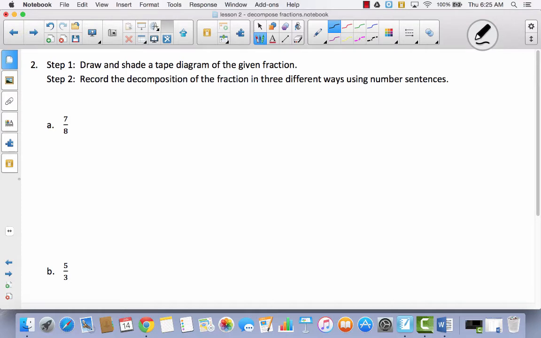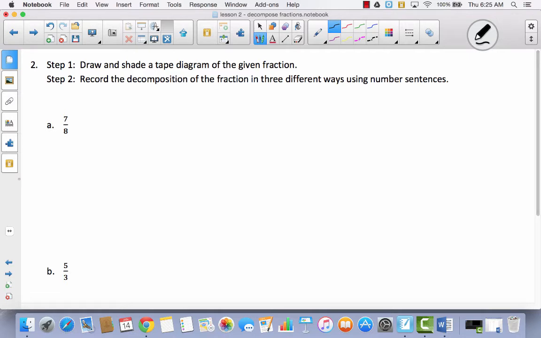All right, so let's take a look at number 2. Our directions have changed. Draw and shade a tape diagram of the given fraction. Record the decomposition of the fraction in 3 different ways using number sentences. So actually, it looks like the exact same directions, doesn't it? So we're going to draw and shade a tape diagram of the given fraction. So the first one is 7/8.